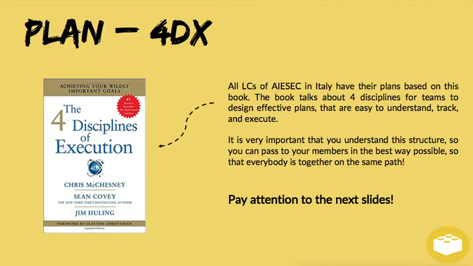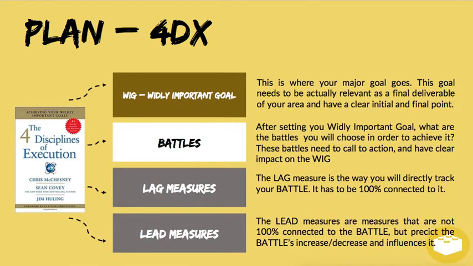One important thing to realize when you're talking about plan in Isaac in Italy is that we are using 4DX, which is the 4 Disciplines of Execution. 4DX is a book also, and it explains how we can actually design plans that have clear goals and then are very executable, so that we can plan and execute in a very concrete way. So there are 4 things you need to know when we talk about the plans that are designed by 4DX.